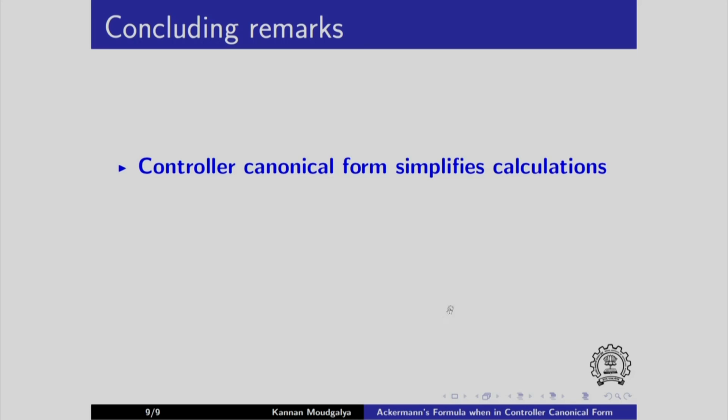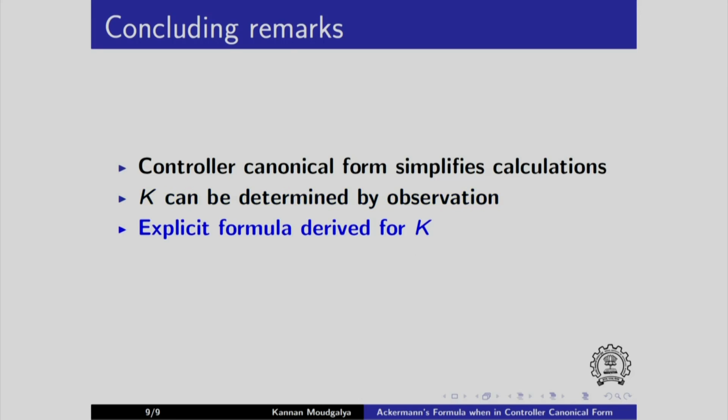To conclude, the controller canonical form simplifies calculations. In fact, K can be determined by observation. We also derived an explicit formula for K. This is known as the Ackermann's formula. We will make use of this formula in the general case when A and B are not in controller canonical form. With this, we have come to the end of this presentation.